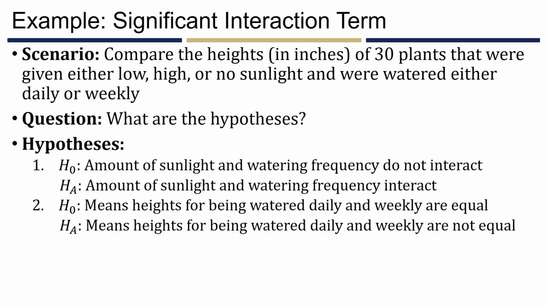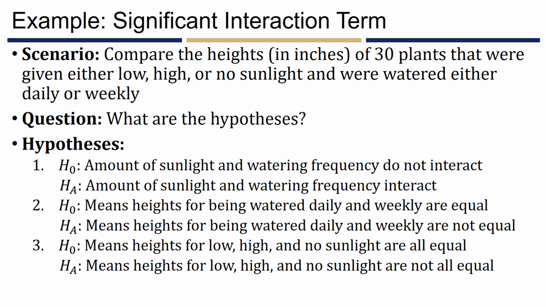The second set of hypotheses deals with watering frequency. The null hypothesis says that the average height of these plants for being watered daily and being watered weekly are equal, against the alternative that the average heights for being watered daily and weekly are not equal.